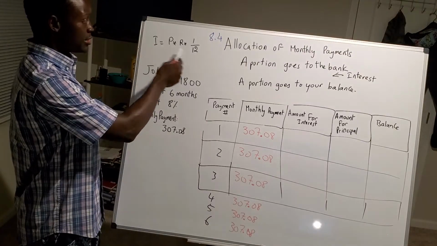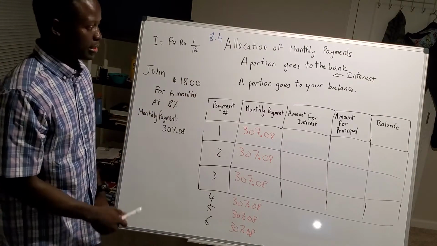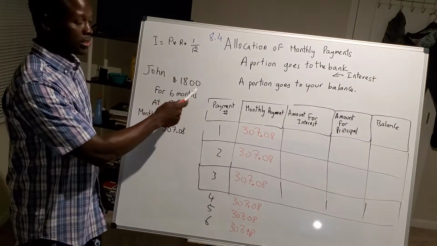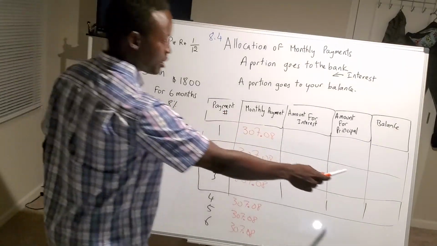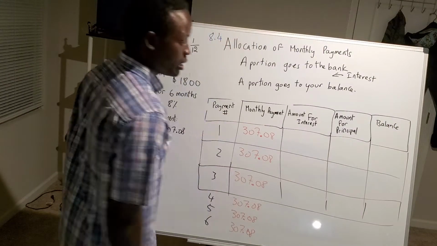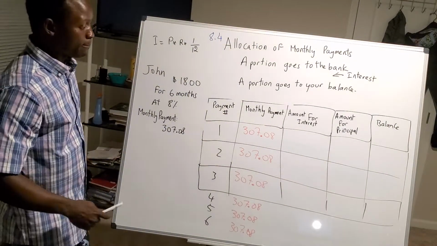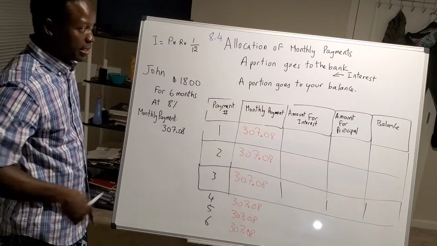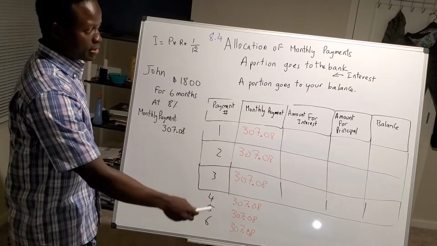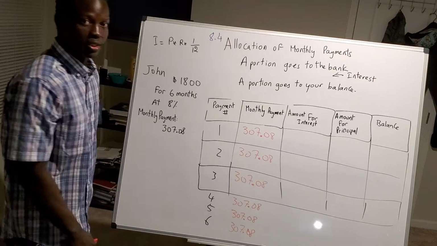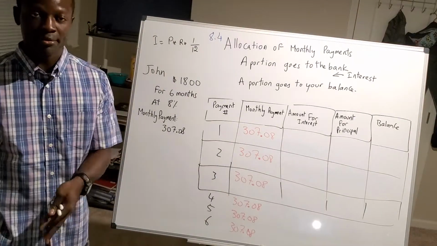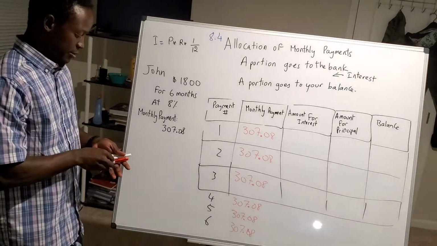So the amount for interest, this is how you find the interest. Again, the interest goes to the bank. Now the interest is not always going to be 1800. The interest is just going to be based on the balance, right? You have on the far right, whatever balance, that's what you take the interest on. And then you subtract from the monthly payment. That will be the amount for principal, and then you subtract from your balance, because you want to go all the way down to zero, right? So, all right, let's get started.